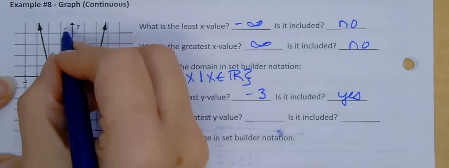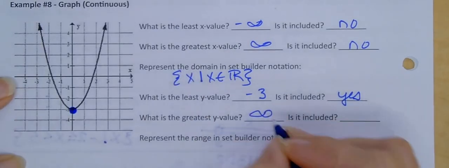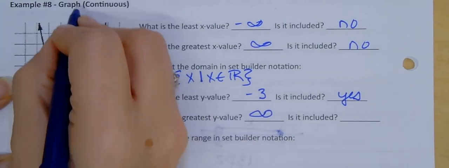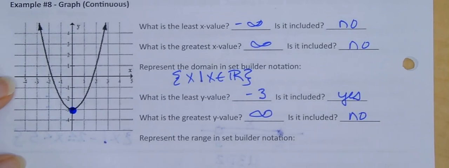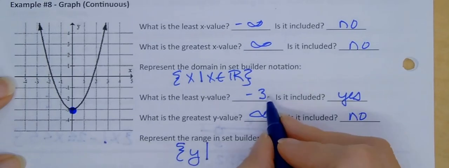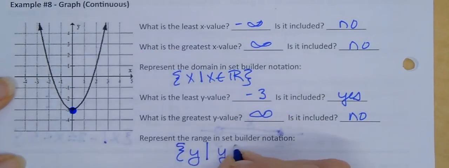What's the greatest y value? Well, you can see I'm going up forever, ever, ever, right? So there is no greatest. I get to go to positive infinity. And no, I don't include it because we don't include infinity. So if I want to represent the y's, the range, it's y such that y is greater than or equal to negative 3. That's a way to show it.